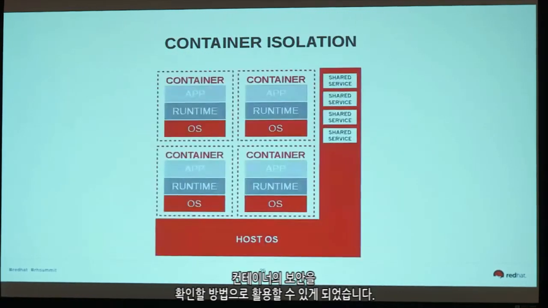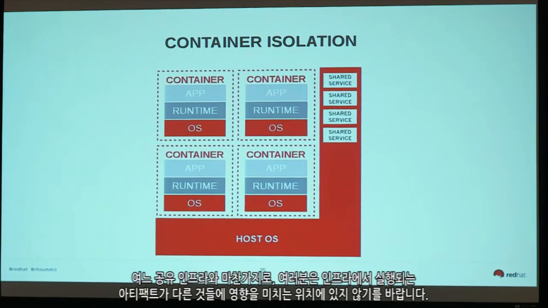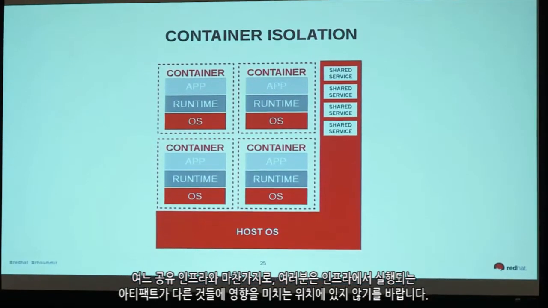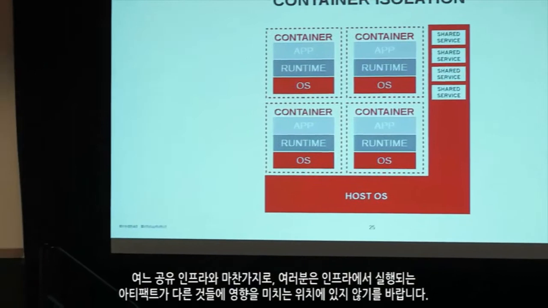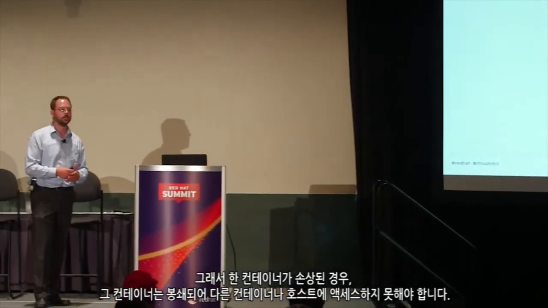The second problem in the security area is isolation. Like any shared infrastructure, you want to make sure that no one artifact running on that infrastructure is in a position to affect others. So if one container gets compromised, it should be contained, and it shouldn't have access to any other container or the host. The truth is, out of the box, Linux containers as a kernel capability are not much more secure than a normal process running there. So if you don't trust processes to be multi-tenant, you probably shouldn't trust containers either.